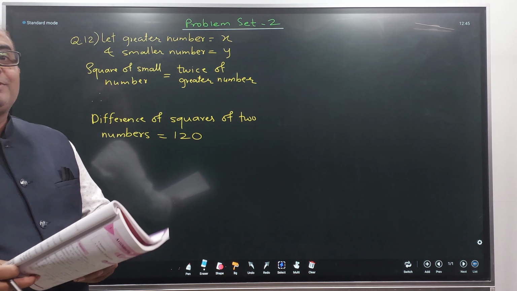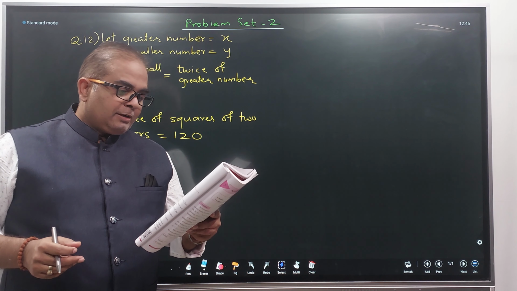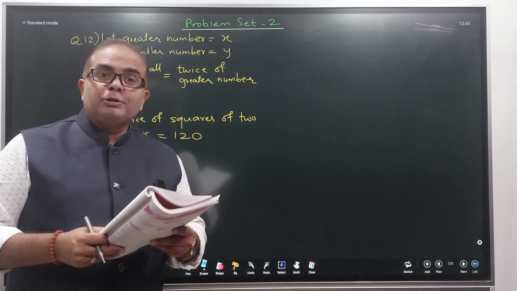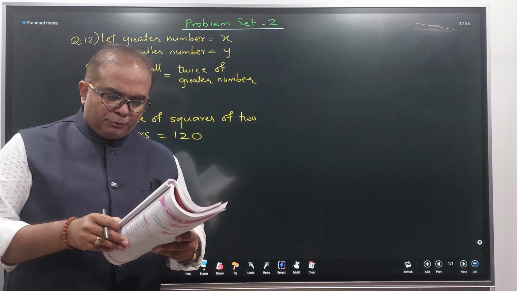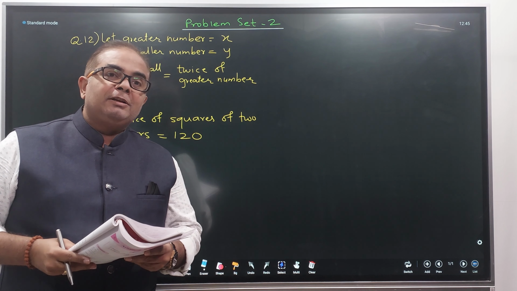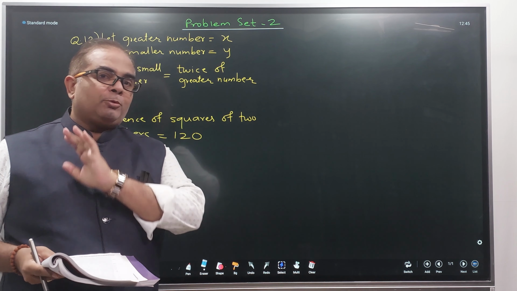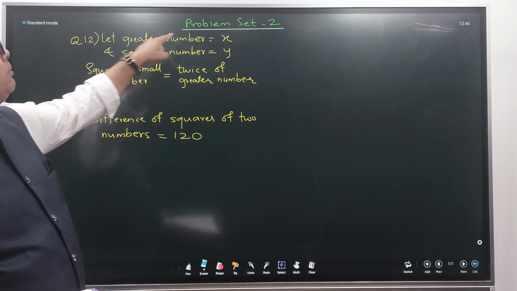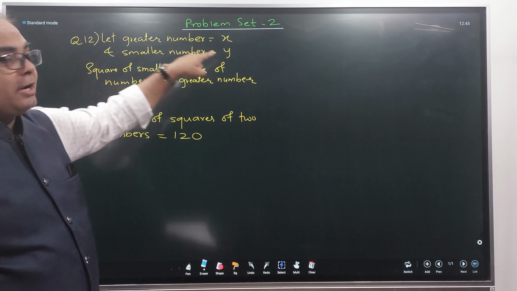Now let's learn example number 12. The difference between the squares of two numbers is 120 and the square of the smaller number is twice the greater number. Find the numbers. So there are two numbers, greater number and smaller number. So I will assume greater number is x and smaller number is y.